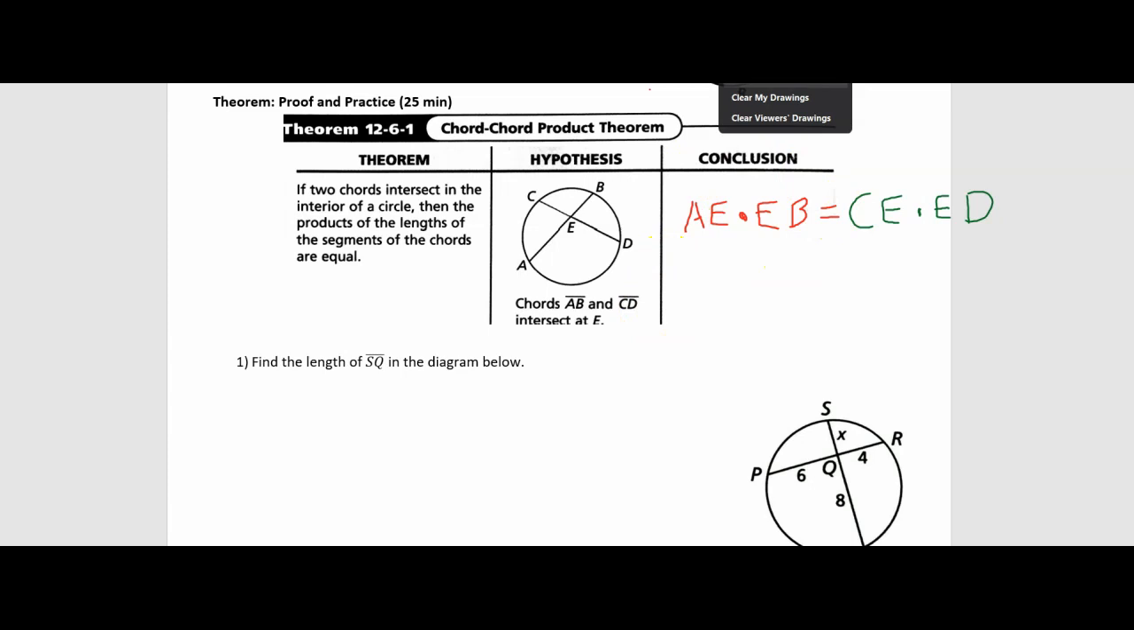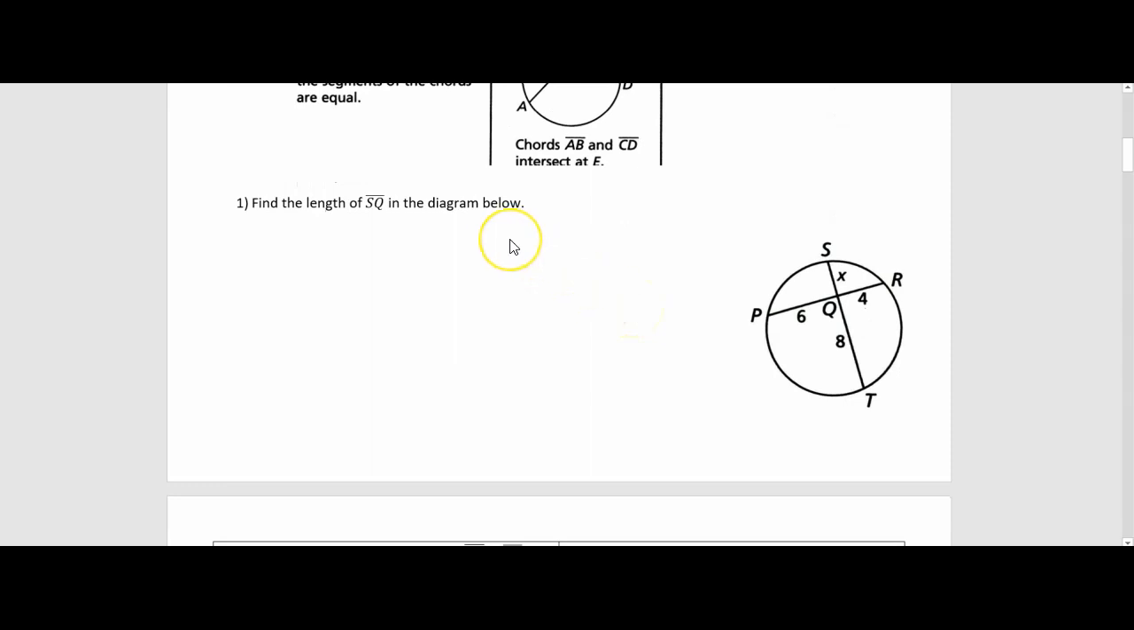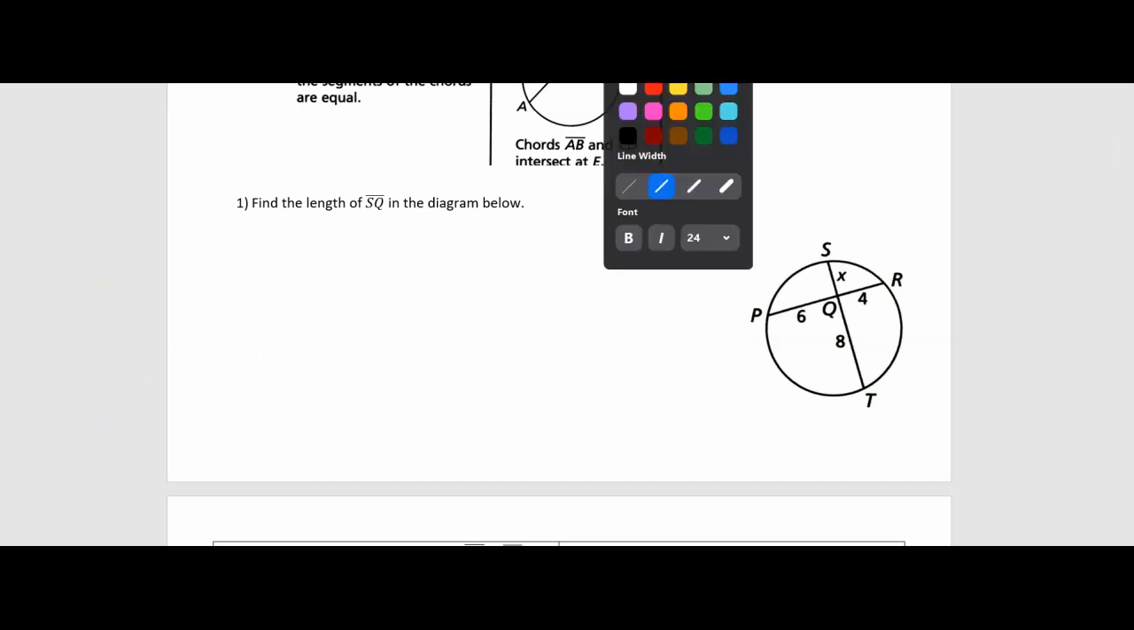Let's apply this to one practice problem down below, pretty straightforward one. See if you can find the length of x. Pause the video, see if you can find the length x or SQ. Okay, so I have the chord PR. So I have 6 times 4, and then my other chord is ST. Those two pieces are 8 times x. That gives me 24 is equal to 8x, which gives me x has to be equal to 3.